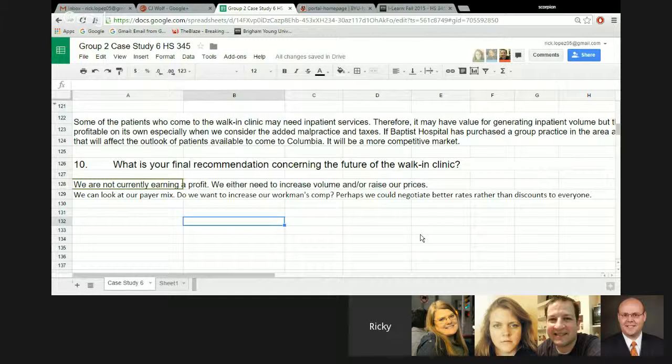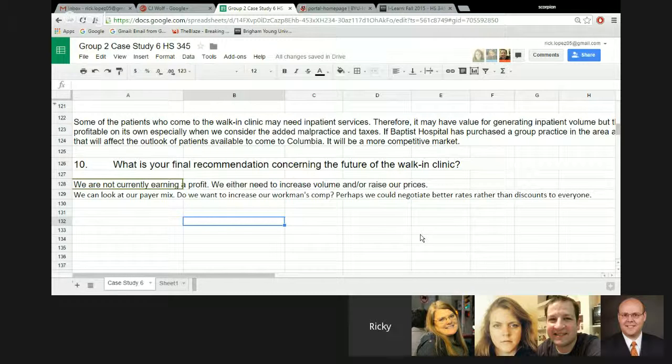When we got to that next break up above, where we had to pay for an additional provider, that really cut into our profit. So we really want to make sure that we're operating at peak performance. And then maybe we could negotiate better rates rather than discounts to everyone.